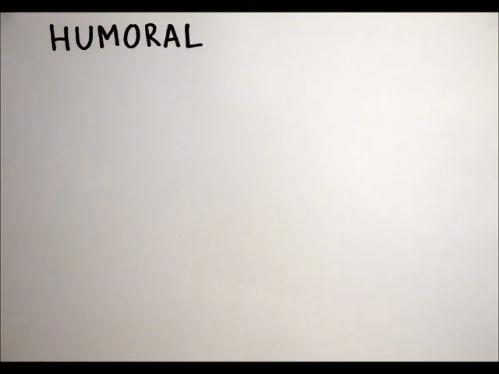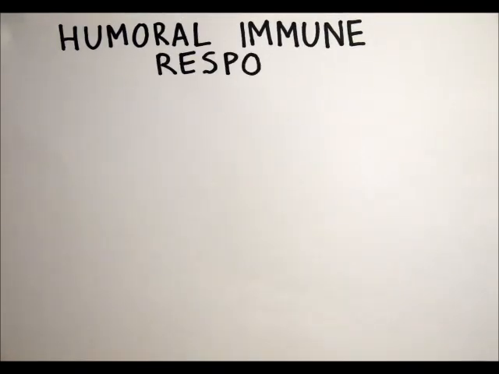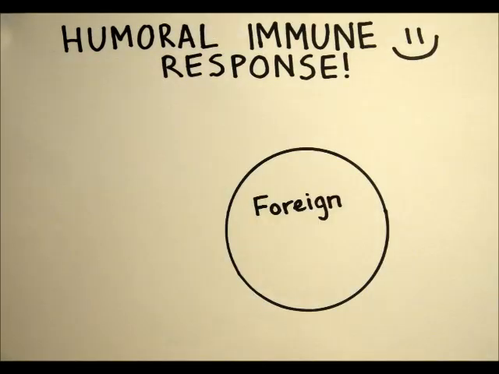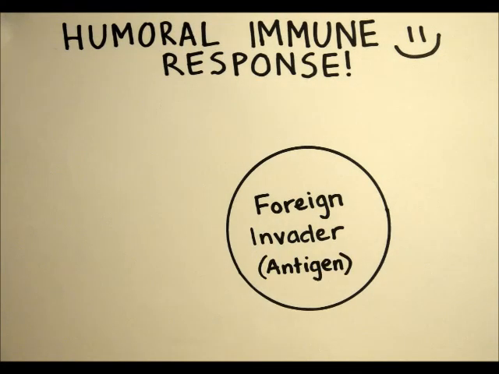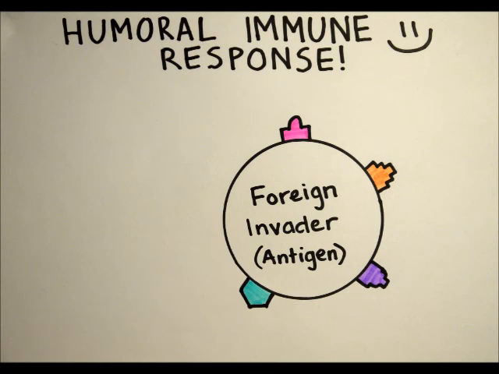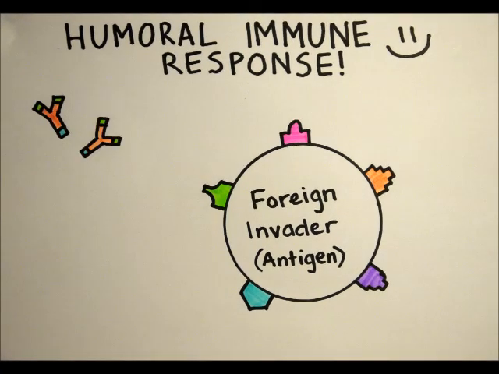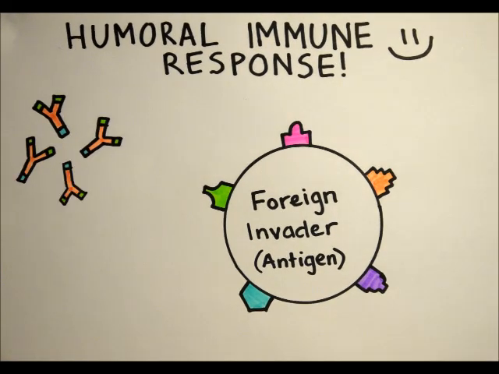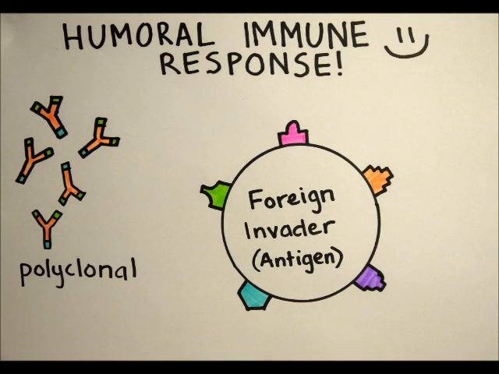The humoral immune system is responsible for the generation of antibodies specific for each antigen. As an antigen may have several different antigenic determinants, a normal immune response would therefore require a mixture of antibodies that can recognize all of these determinants. These are called polyclonal antibodies.